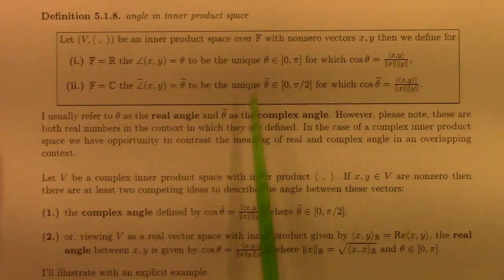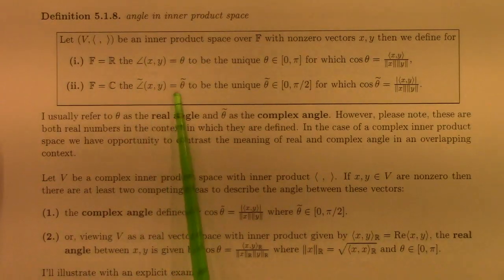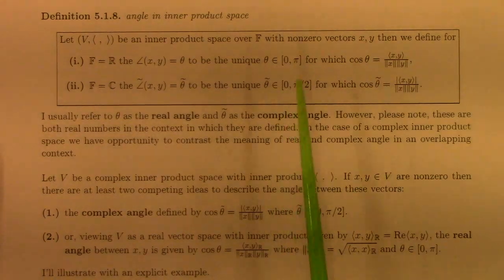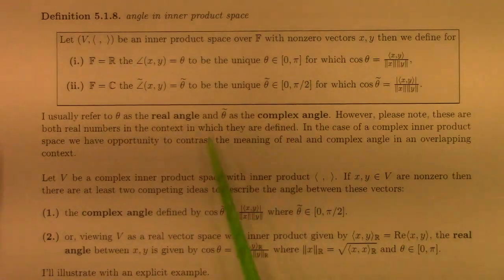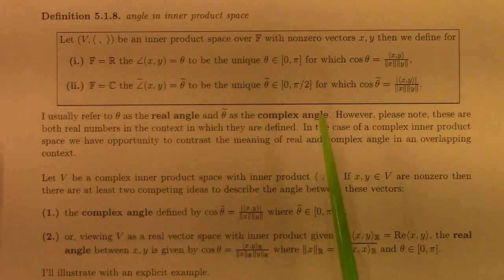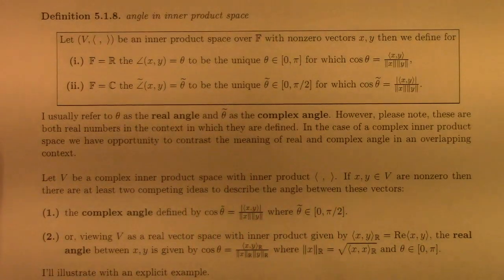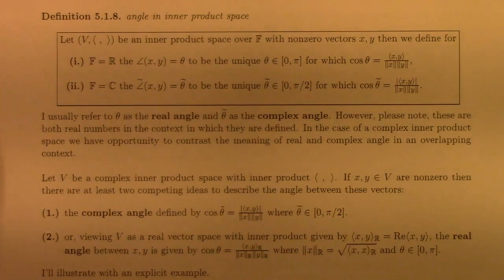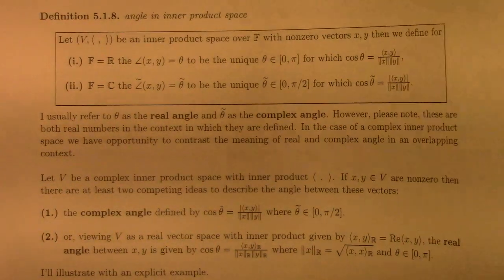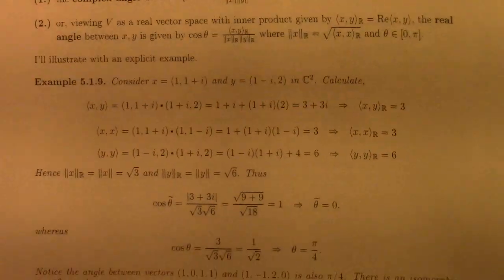Now, of course, a word of warning: the complex angle is not a complex number, it's just a particular angle between 0 and pi over 2. And I call theta the real angle, and theta tilde I'll call the complex angle. And we can compare the meaning in a specific example, which I have down here.